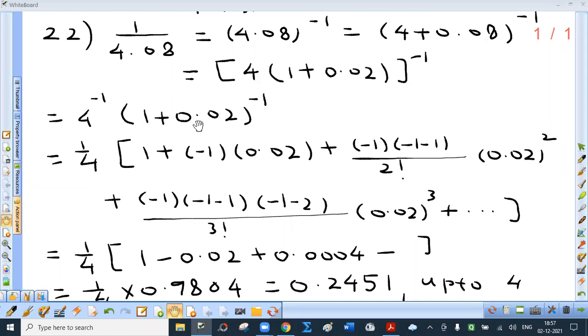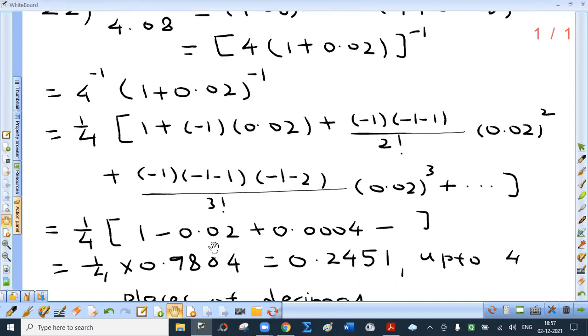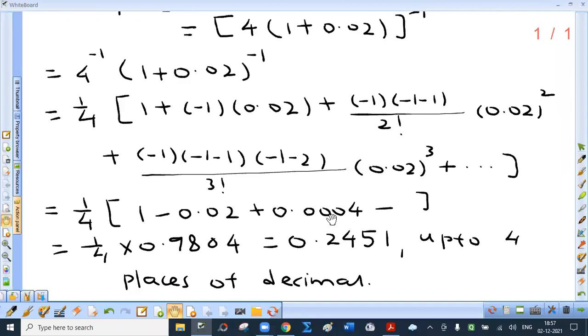What is (1 plus x) raised to n? 1 plus nx. n means minus 1. x is this. Plus n into (n minus 1) by 2 factorial x square. This is not required. But if you want, you can write this. Now simplify. So 1 upon 4 into (1 minus 0.02 plus 0.0004). So 1 by 4 into 0.9804 comes out to be 0.2451. If you consider next term also, then I'm sure using rounding off rule, you will get the same answer.